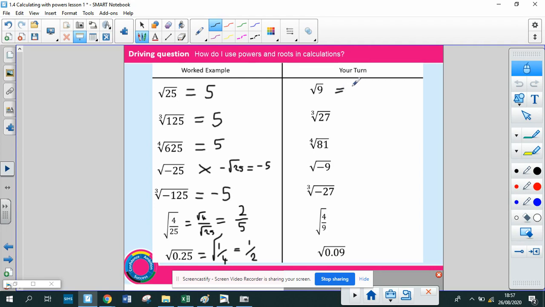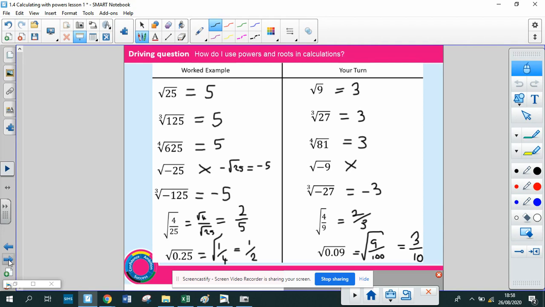Right, the square root of 9 is 3, because 3 squared is 9. The cube root of 27 is 3, because 3 cubed is 27. The fourth root of 81 is 3, because 3 to the power of 4 is 81. We cannot square root a negative. The cube root of negative 27 is negative 3. The square root of 4 over 9 is, the square root of 4 is 2. The square root of 9 is 3. 0.09 is the same as 9 over 100, just converting that decimal to a fraction. And the square root of that fraction, well, the square root of 9 is 3, and the square root of 100 is 10. Okay, there's your basic root question.